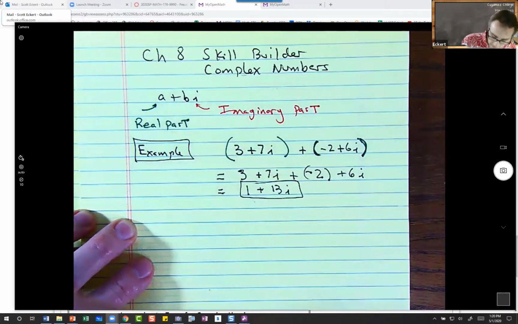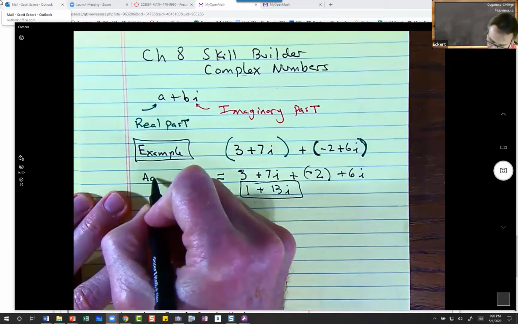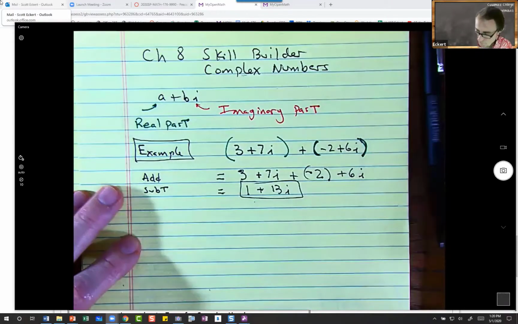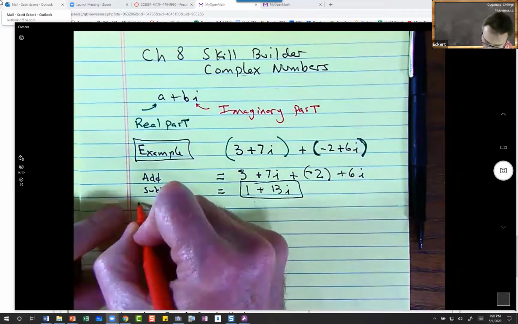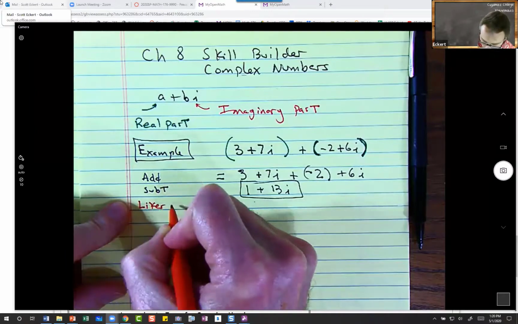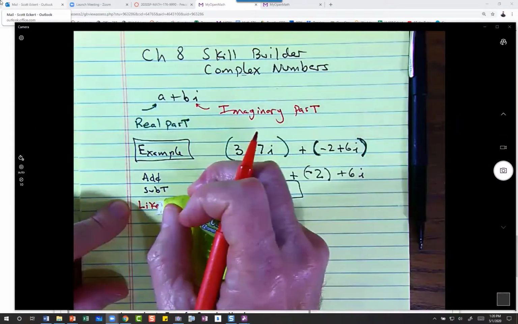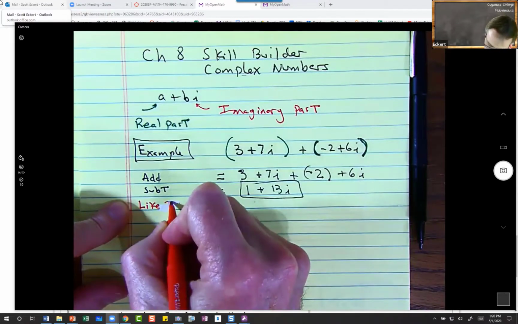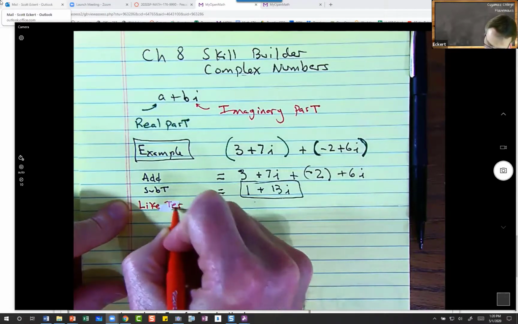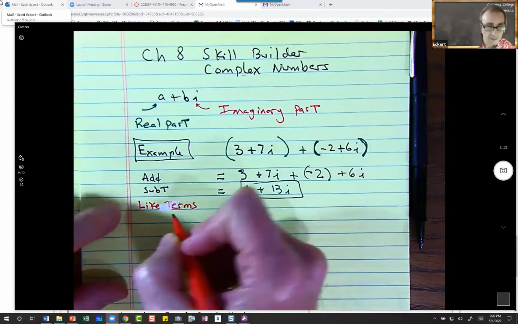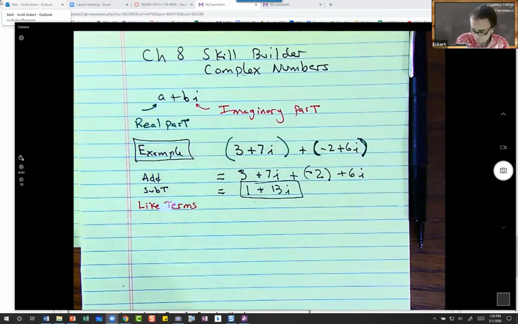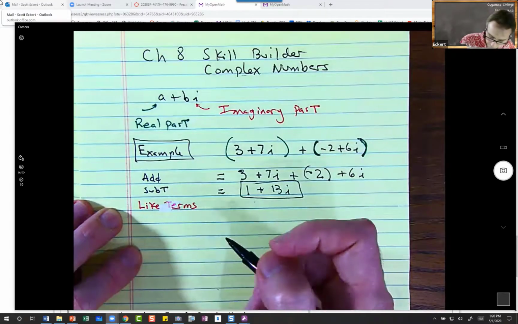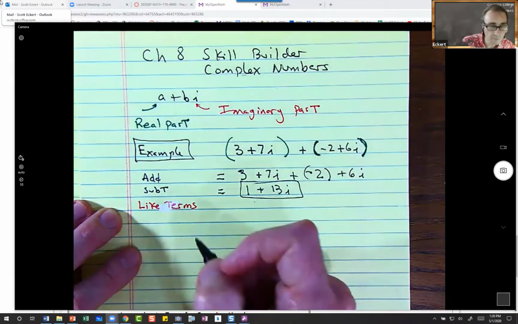Adding and subtracting complex numbers is as simple as like terms. So you guys really already know how to do this because when we did polynomials, you already got good at this because you understand the like terms. But let's be a little bit more cautious now.